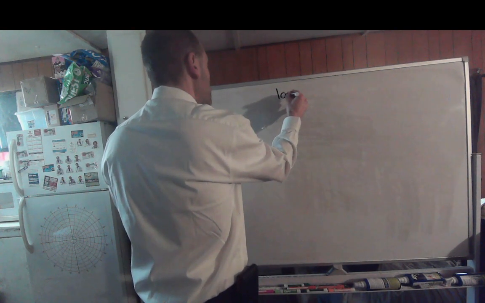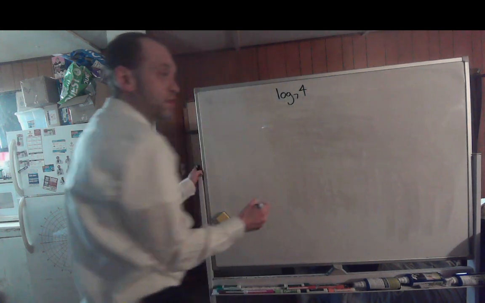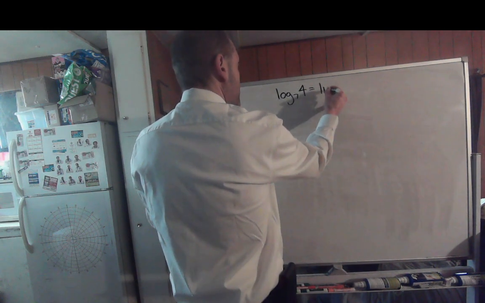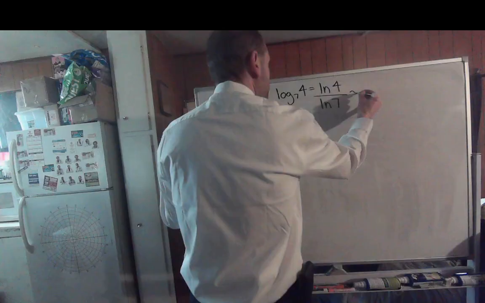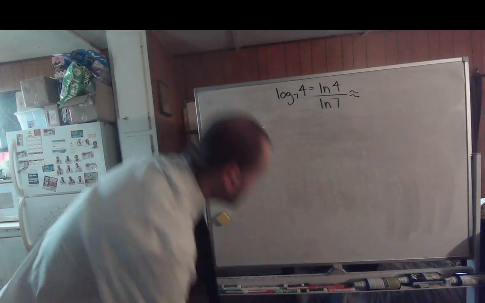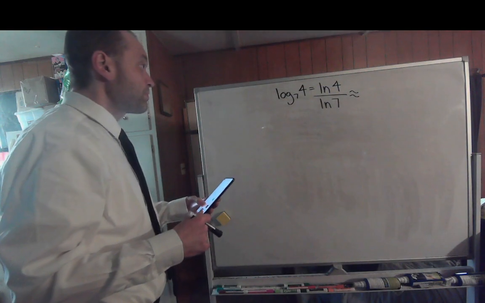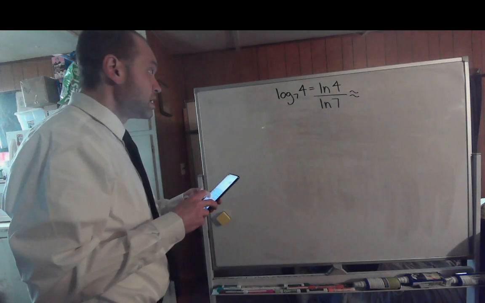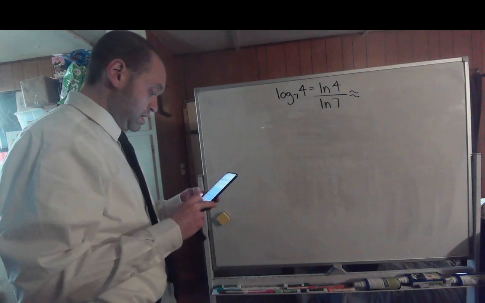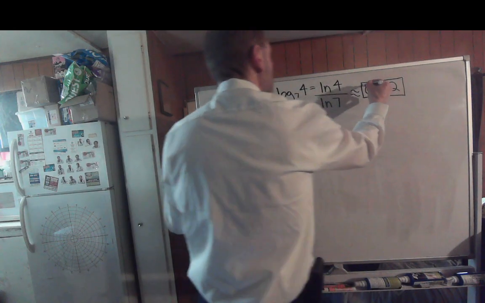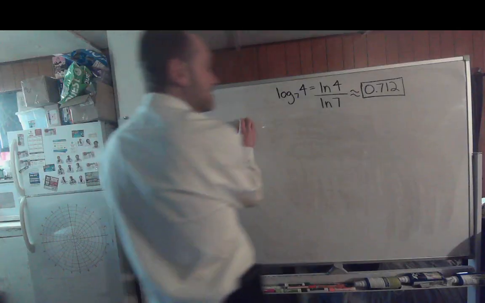Now, let's take log base 7 of 4. So we're going to do log base 7 of 4. This is going to be the same as the natural log of 4 divided by the natural log of 7. So we should be able to get a result to approximately 3 decimal places. It should give you about 0.712. So the answer I should get is approximately 0.712 for that answer.